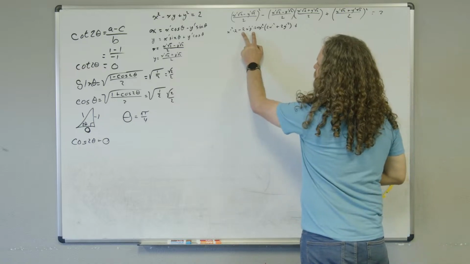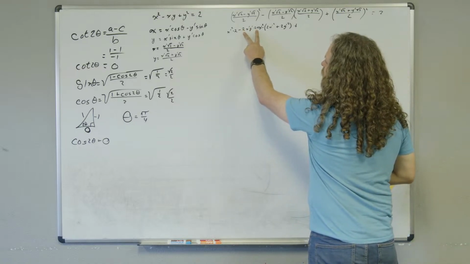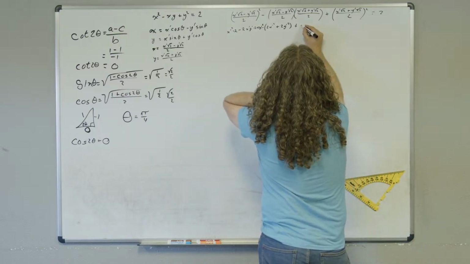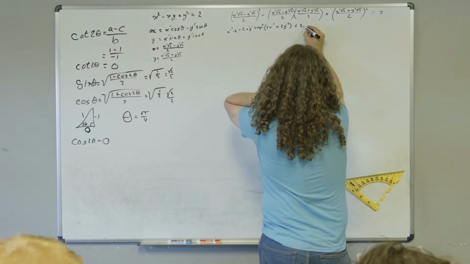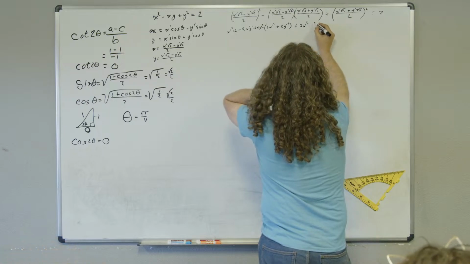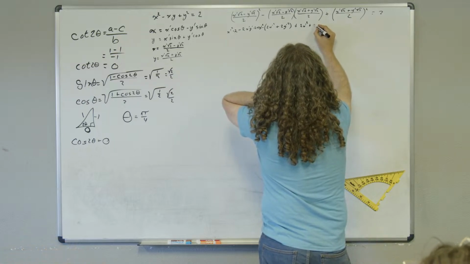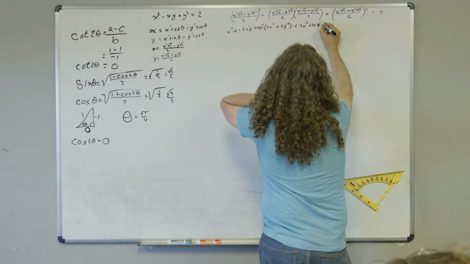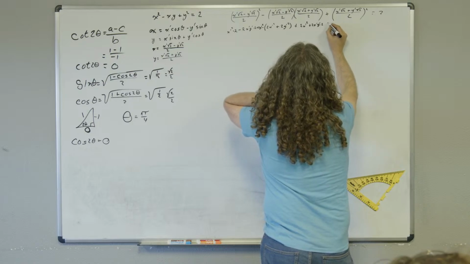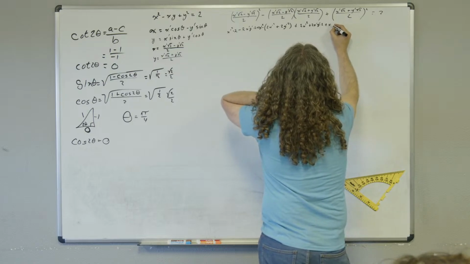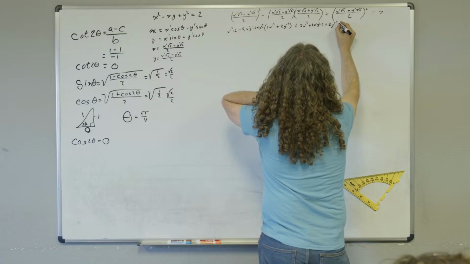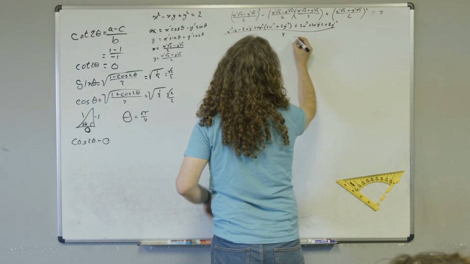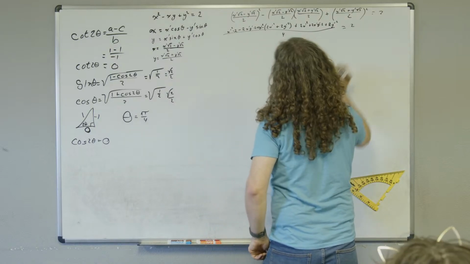This is the middle one. Okay, yeah. Plus 2x prime squared, plus 2x prime y prime times 2, plus 2y prime squared. All of this stuff over 4 equals 2.